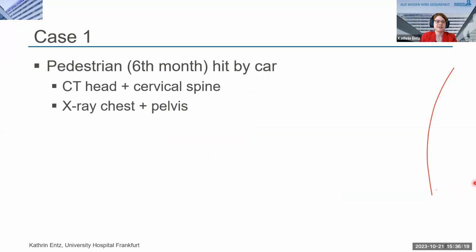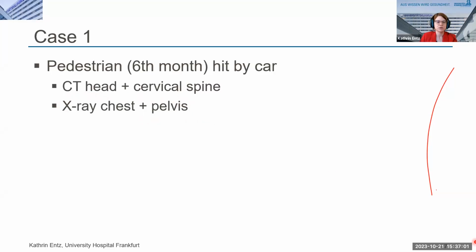So I have here an example case for you so that you can follow all the dose estimations. We had a pedestrian. She was 6 months along and she was hit by a car. So normally we would do a CT scan of the head and cervical spine. That was done. And then normally we would also do a CT scan of the rest of the body, of the trunk. But because she was pregnant, the doctors modified our normal trauma protocol. And instead of taking a CT scan, we only did an X-ray of the chest and the pelvis to lower the dose to the child.